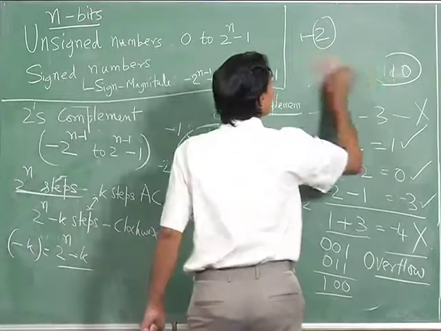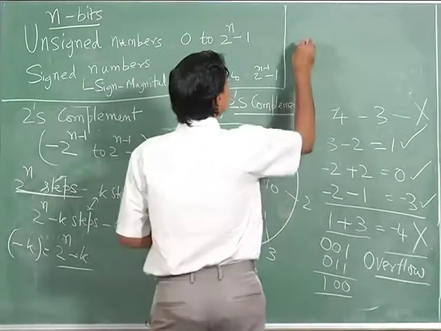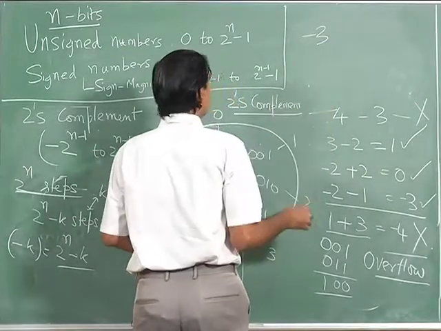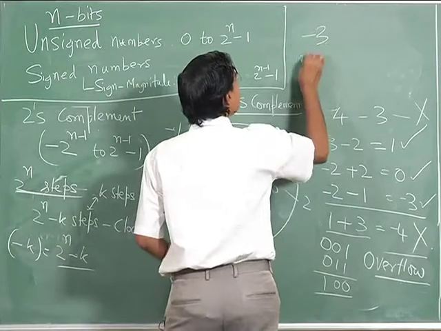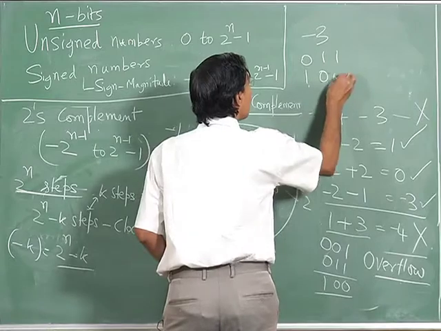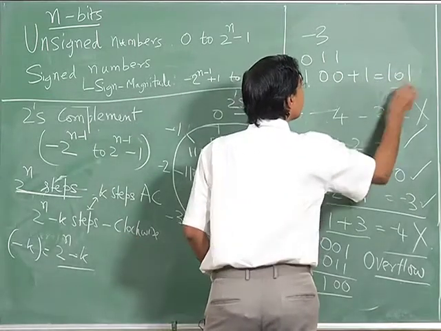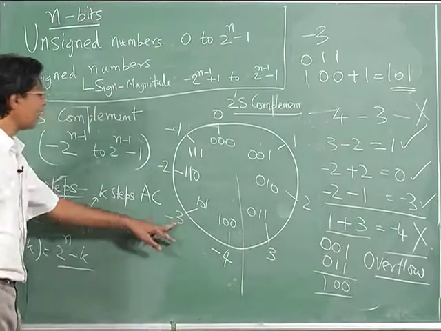Let me do one more example. Minus 3. Take 3, which is 0 1 1, complement every bit, I get 1 0 0, add 1 to this, I get 1 0 1. Note that 1 0 1 is minus 3.